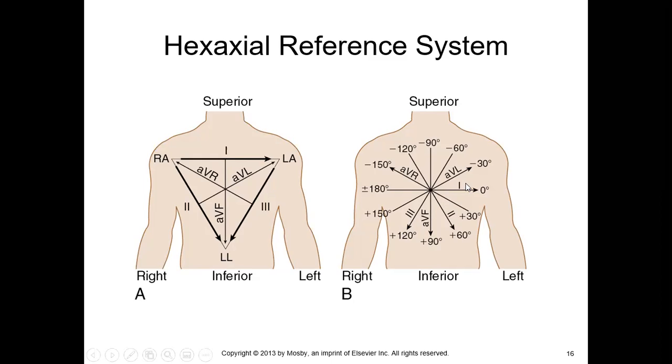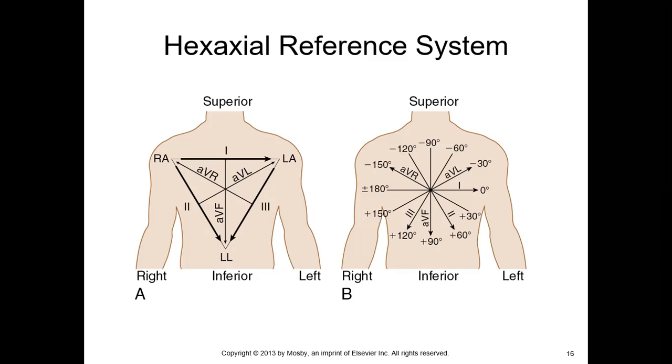How do you know that? You look for leads 1, 2, and 3. In the axial reference system, the axes of some leads are perpendicular to each other. Lead 1 is perpendicular to lead aVF. You see the line? That's a perpendicular line. And lead 3 is perpendicular to aVR.